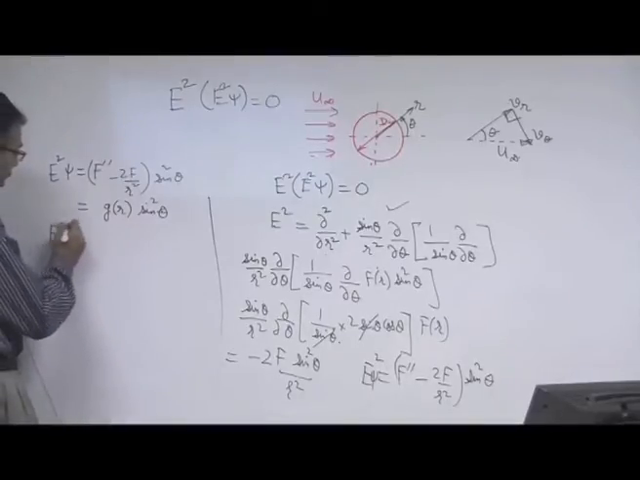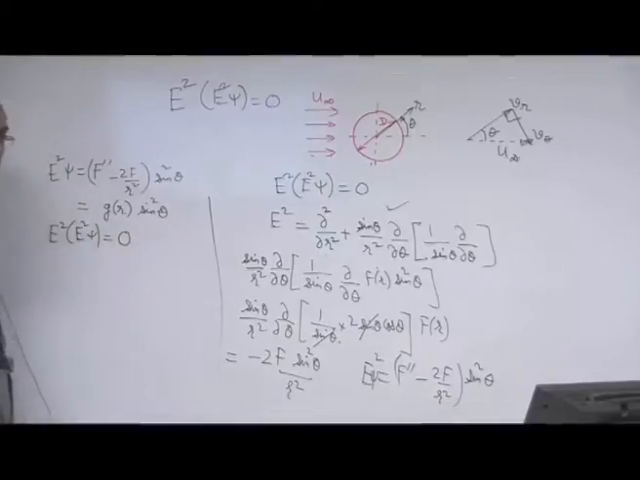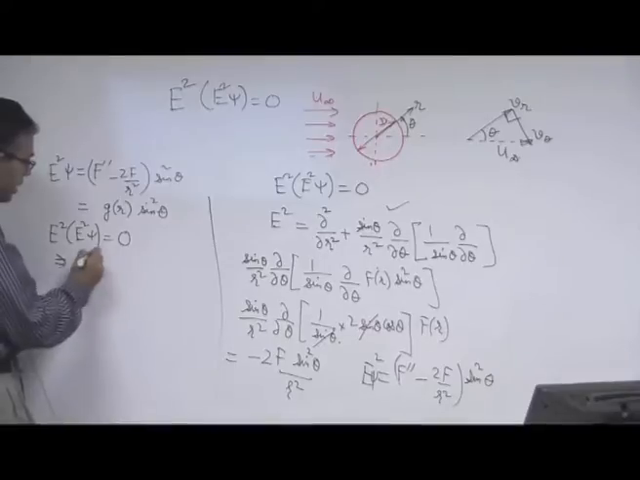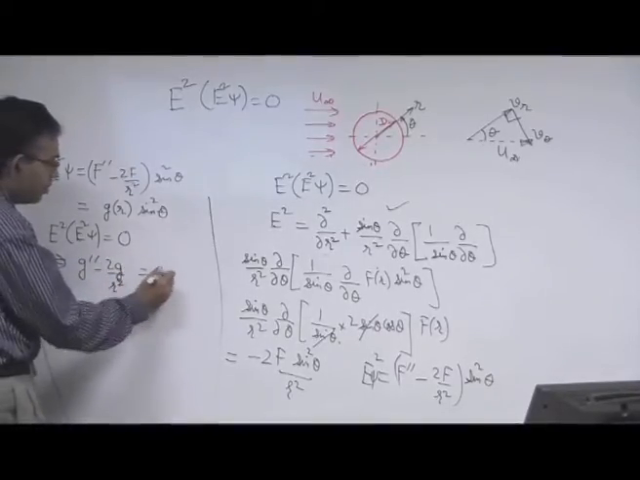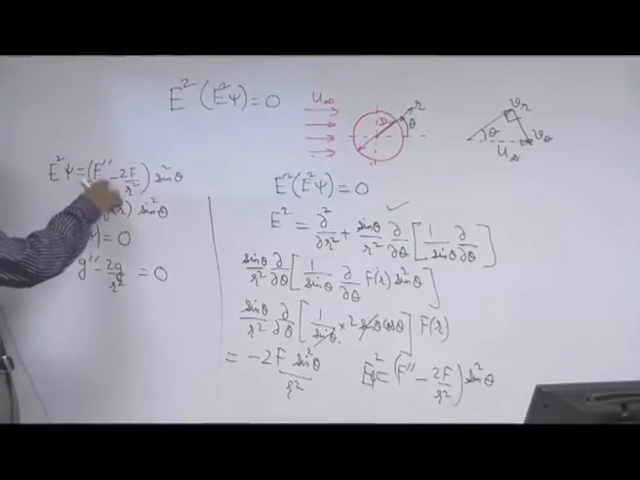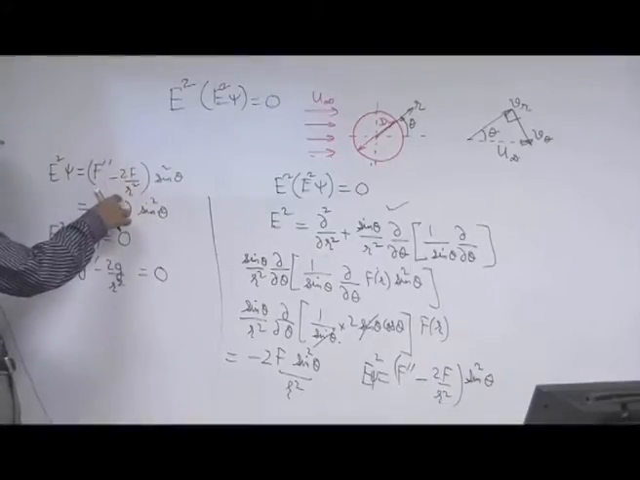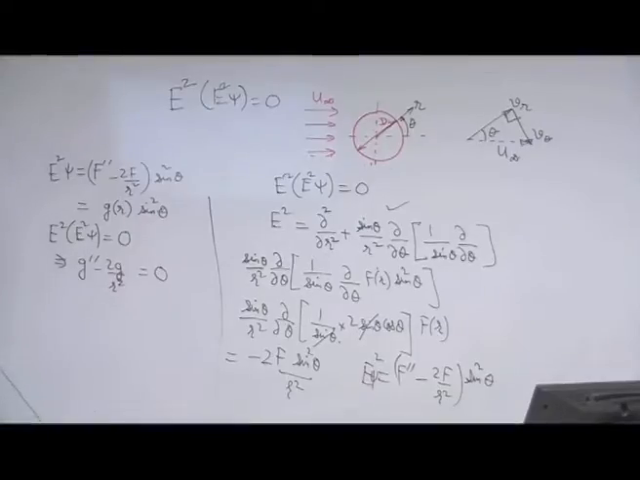Then we have E square of E square psi is equal to 0. So, another E square of these, that means g double dash minus 2g by r square, that must be equal to 0, because sin theta is not equal to 0 in general, right. This is from analogy. If f has become f double dash minus 2f by r square, g will become g double dash minus 2g by r square with the same operation.